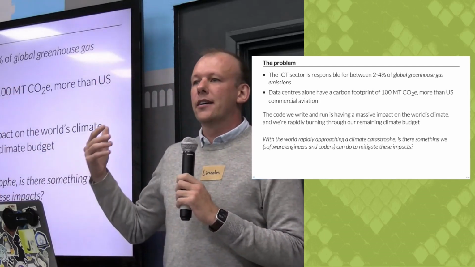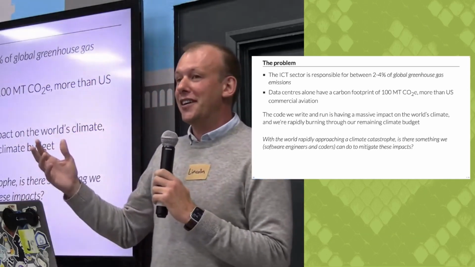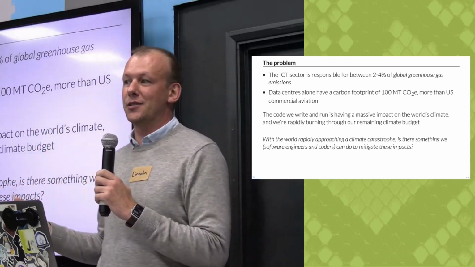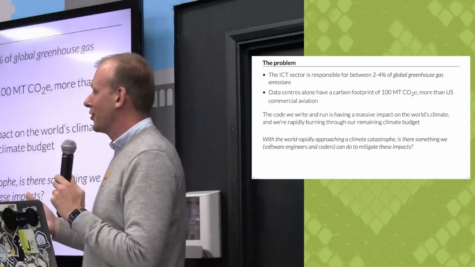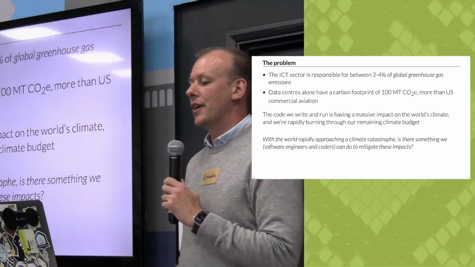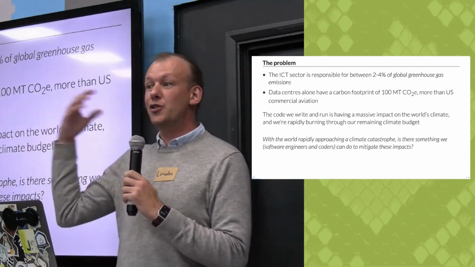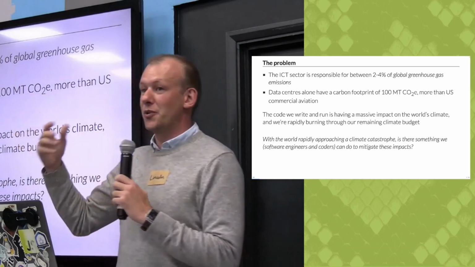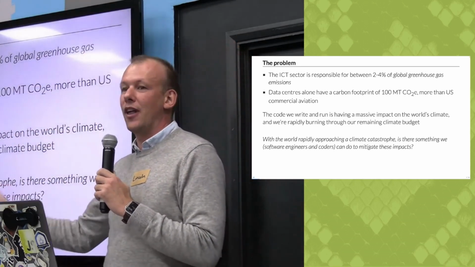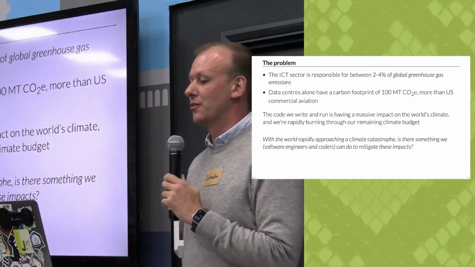If we look at the ICT sector, it turns out that globally it's responsible for 2 to 4% of greenhouse gas emissions, right? So that's just the computers that we use. Data centers alone have a carbon footprint of more than the US commercial aviation industry, right? So usually when we think about climate change, and we think about things that are really bad for the environment, we think about flying, right? This is what the whole flying less movement is about. Data centers, also terrible, right?